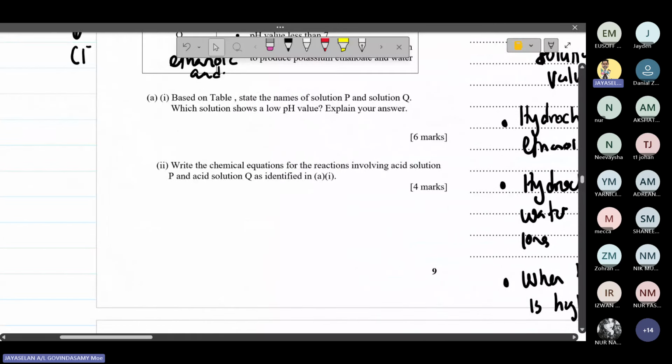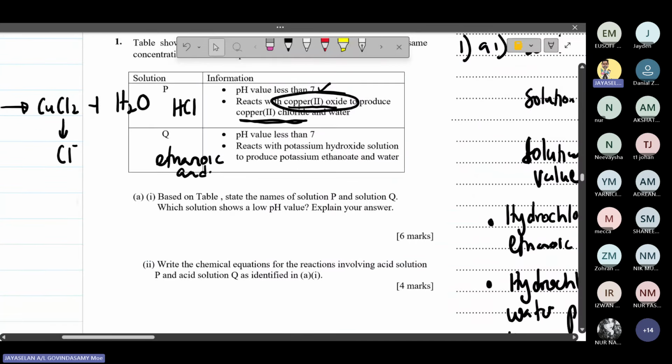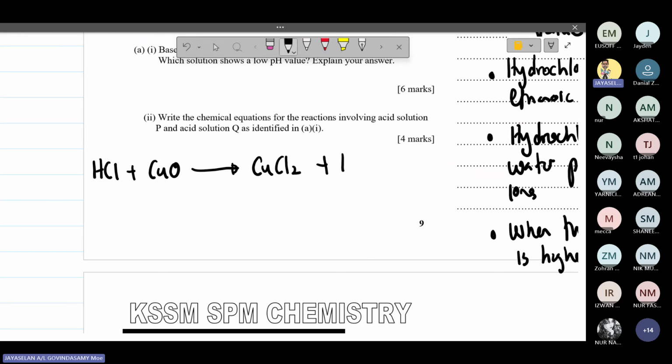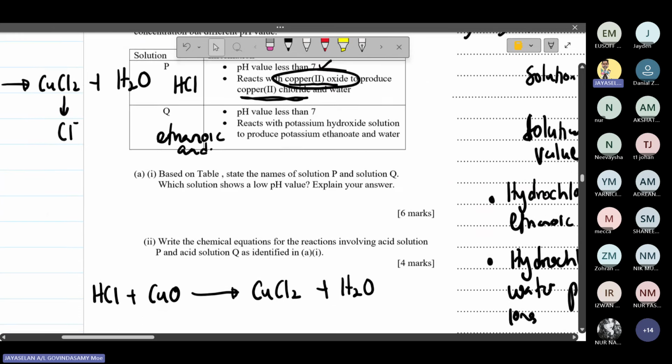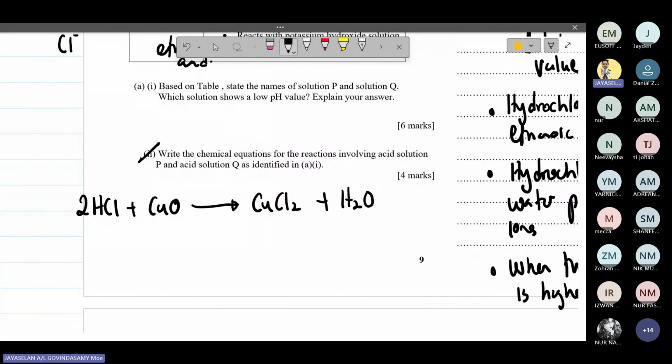Write down the chemical equation involving acid that you identified, P and S. P is hydrochloric acid, right? So you put hydrochloric acid react with copper(II) oxide, you will get copper(II) chloride plus water. You already score 1 mark. Balance this 2, right? This 2, you already score another mark. Any question? So this question is done.